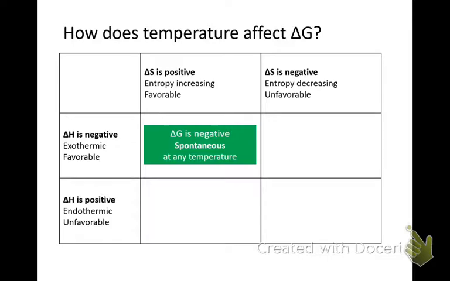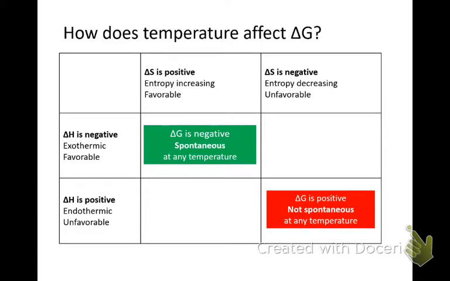If, on the other hand, delta H is positive, so it's endothermic, and delta S is negative, so entropy is decreasing, then that is doubly unfavorable. And that reaction will be non-spontaneous in the forward direction at any temperature.